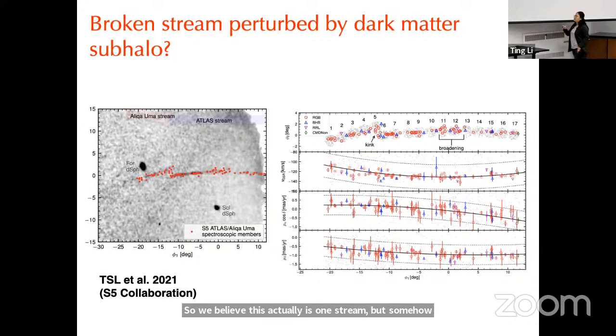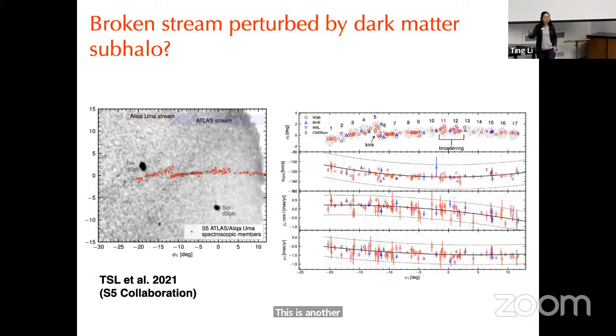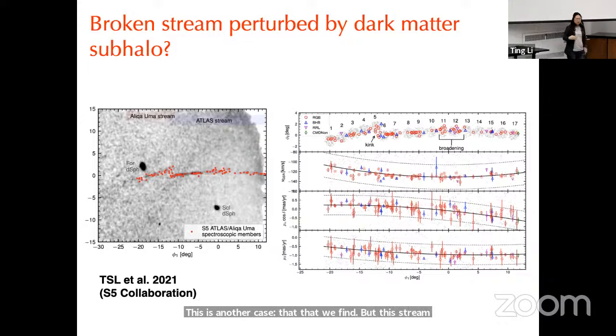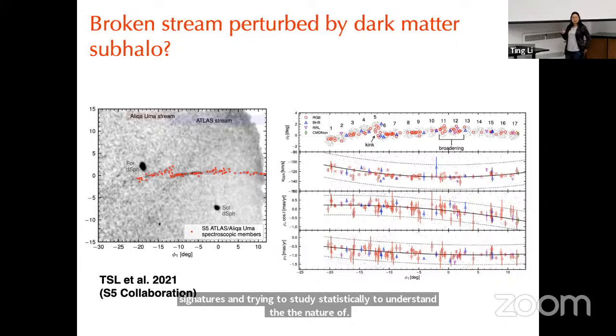So this is another case that we find, but this stream is about 3 times further than the previous one. And so we are trying to find as many of these kinds of signatures as we can and study them statistically to understand the nature of dark matter. I think I'm running out of time. We need to finish at 3.